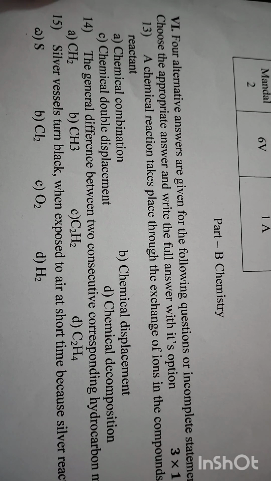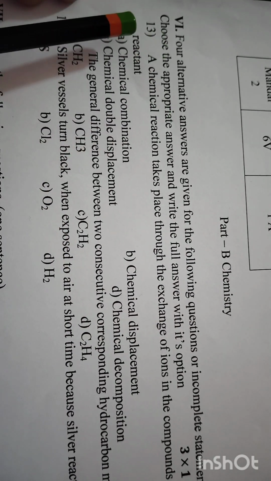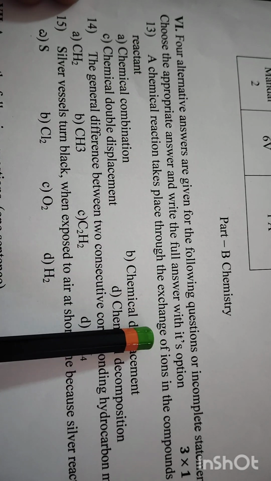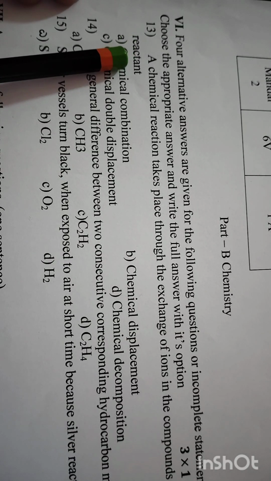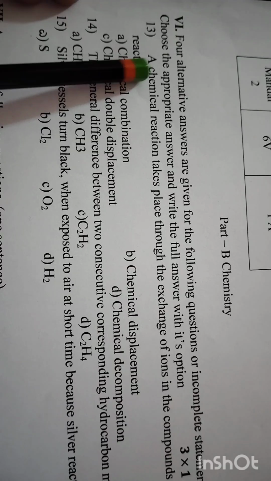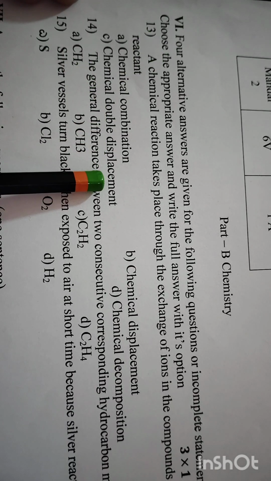Let us solve the district level SSLC Preparatory exam 24-25. In that Part B, Chemistry, choose the correct option. 13th question: a chemical reaction takes place through the exchange of ions in the compounds in the reactants. If you consider the exchange of ions in the compounds in the reactants, then chemical double displacement is the answer.